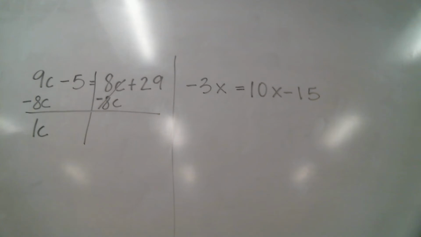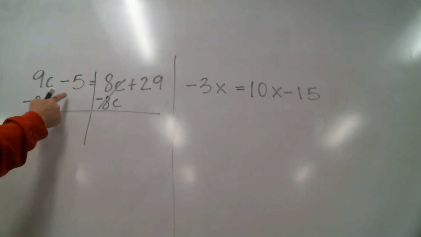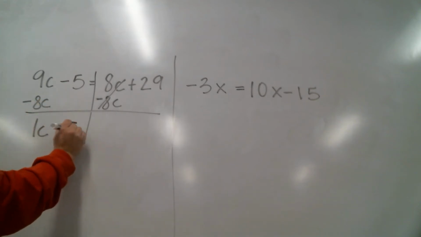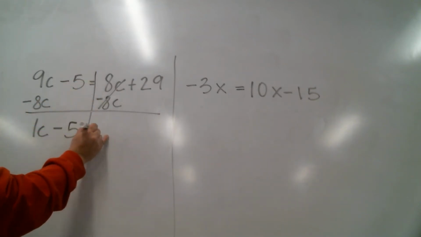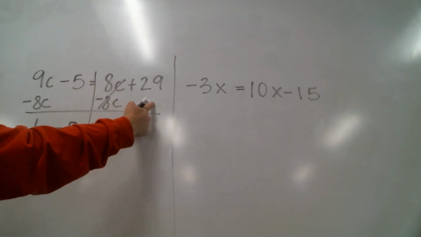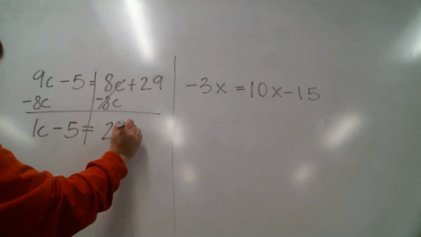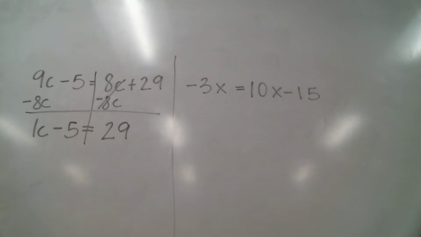And I noticed some of you haven't always been rewriting, and I know that sometimes it's easier not to. But as we move further along, rewriting is important. Okay? So we've got 1c minus 5 equals, and then we canceled that out, so I'm just left with 29 over here. And then you're left with an equation that looks familiar. We've gotten the variable moved over to one side.